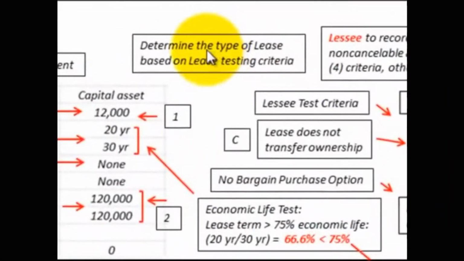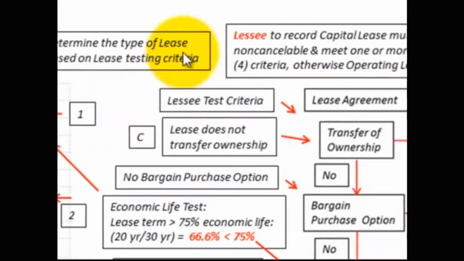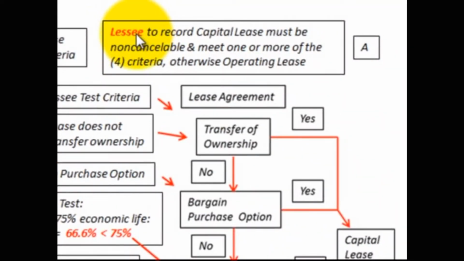Here we're going to go through an example to determine the type of lease based on lease testing criteria. We're going to be looking at it from the lessee's perspective, and it's either going to be recorded as a capital lease or as an operating lease. The test criteria we're going to go through are the 4 test criteria that you would use for determining if it's a capital lease or an operating lease. So first, for the lessee to record it as a capital lease, the lease must be non-cancelable, and it must meet one or more of the 4 criteria that we're going to look at here. Otherwise, it will be classified as an operating lease.